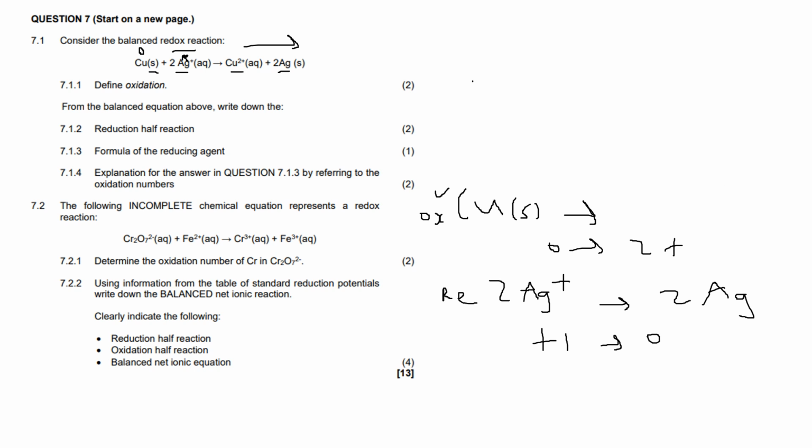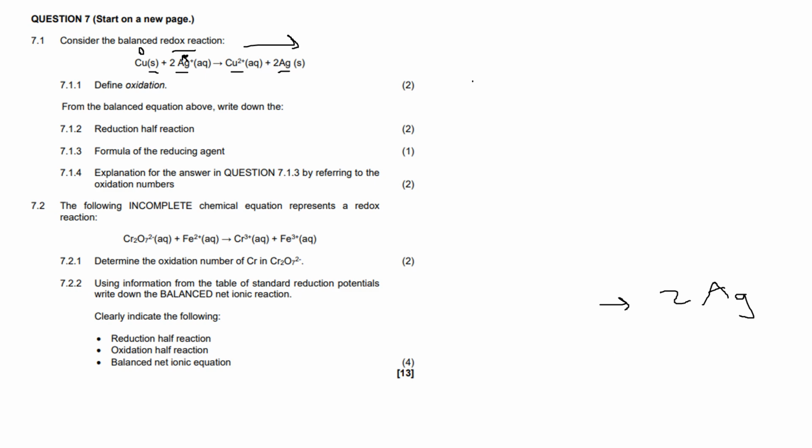Question 7.1.1 is asking us to define oxidation. Oxidation is the loss of electrons. Whenever you see the word define, oxidation is the loss of electrons, which is E minus, meaning electrons. So whenever you see the word oxidation, that's the loss of electrons. But reduction is the gaining of electrons. So if tomorrow they ask you about reduction, reduction is the gaining of electrons.